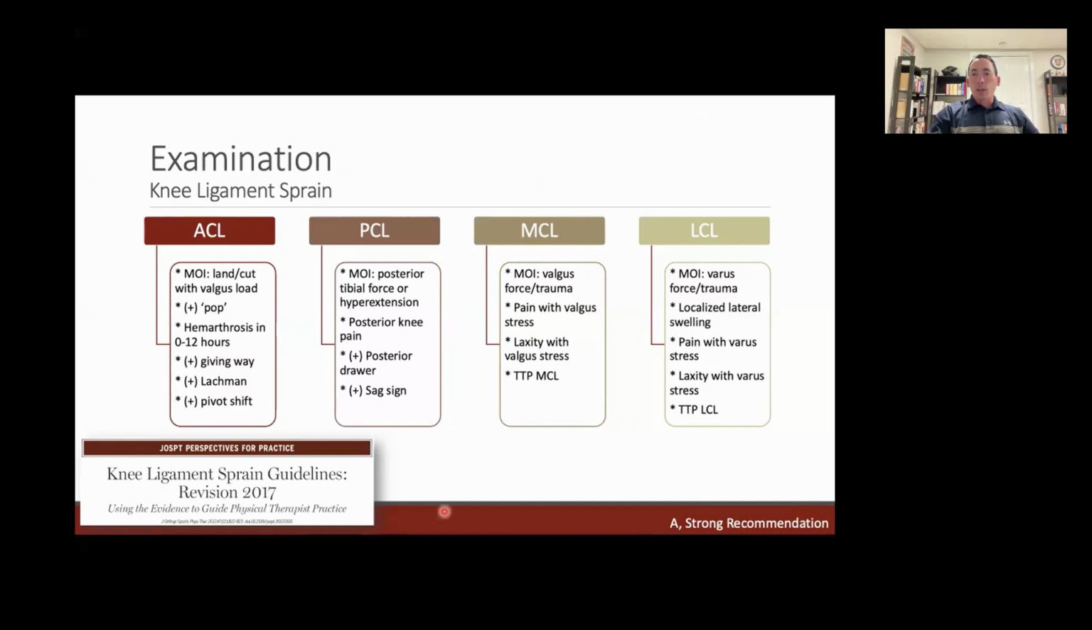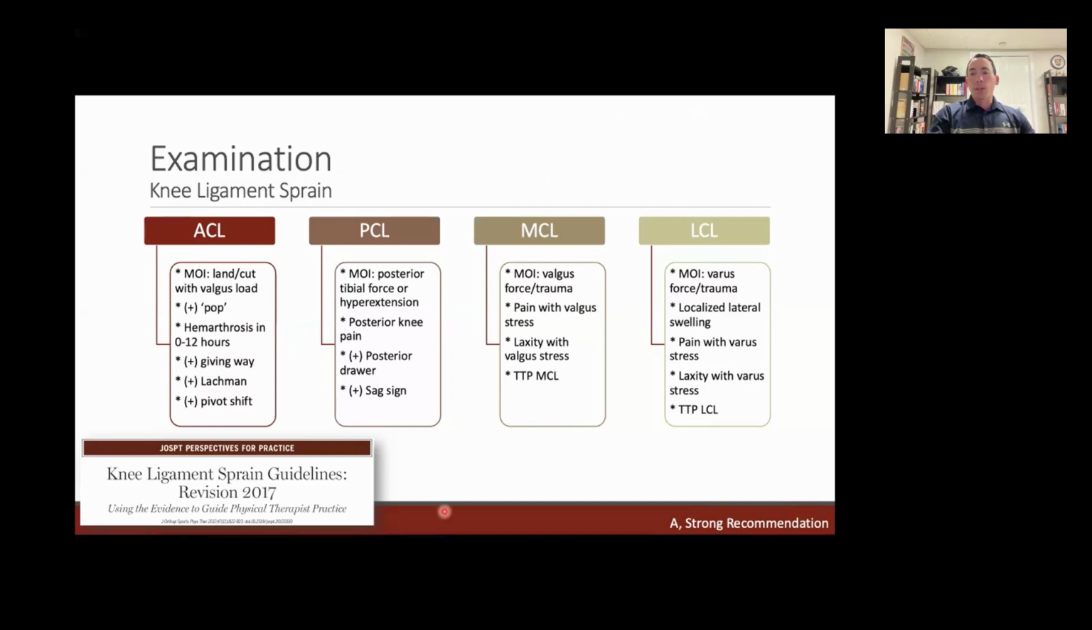Special tests for the collateral ligaments are the valgus stress test for the MCL and the varus stress test for the LCL. Varus or valgus stress is applied with the knee positioned in both 0 and 30 degrees of flexion, and the test is positive when it reproduces either familiar pain or laxity.